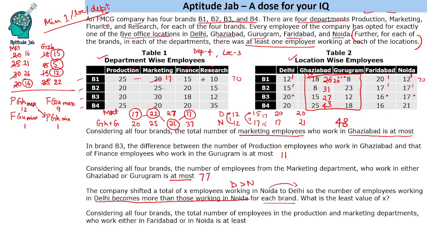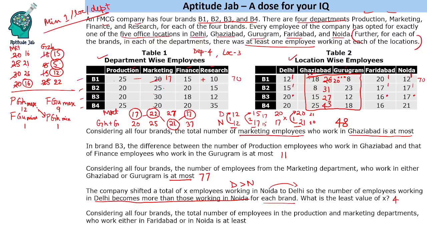In this location, already Delhi has more employees. So we do not require to shift anyone. For fourth brand, if we shift one employee, this will become 21 and this will be 20. So again, Noida will be more than Delhi. So minimum we need to shift 4 employees. One for brand 1, 2 for brand 2 and 1 for brand 4. So minimum 4 employees should be shifted.